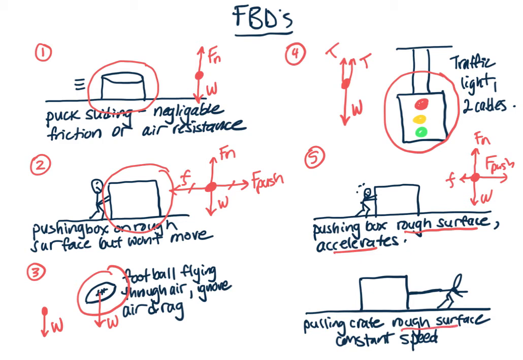And then this last one, you're pulling a crate on a rough surface, so there's friction, and it's moving at a constant speed. Now what you really want to do here, since we're interested in the force diagram for the crate, is isolate it because there is a person here and we could look at the forces on the person if we wanted to, but let's look at the crate and think what's touching it directly.